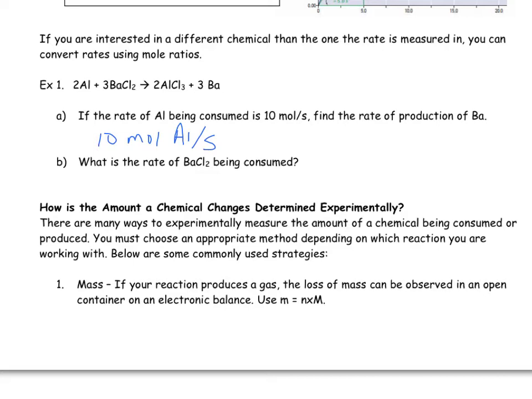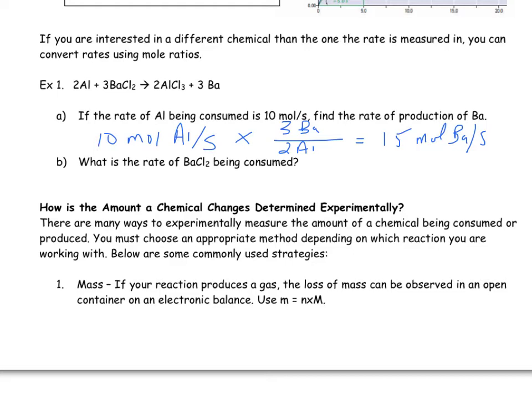It doesn't get produced at the same amount because of the mole ratios in this balanced chemical equation. In order to convert this to rate of production of barium, I multiply by the mole ratio 3 bariums for every 2 aluminums. That gives me 15 moles of barium per second being made.